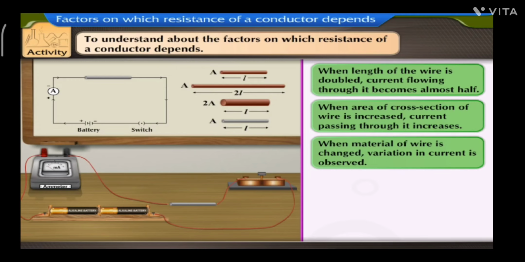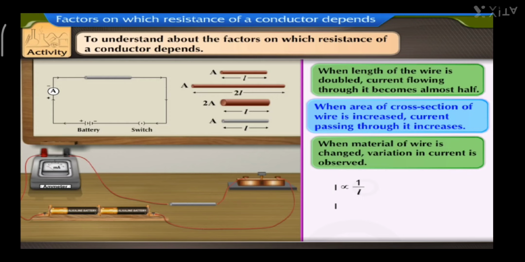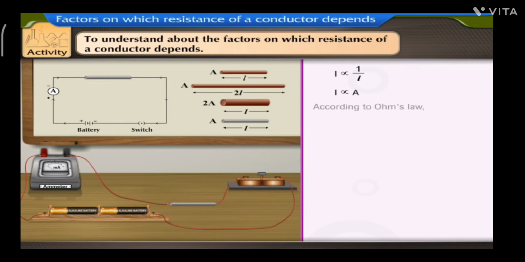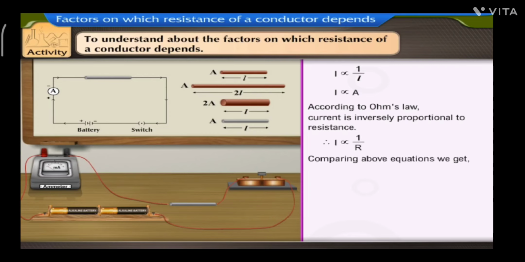From the activity, we can clearly say that current is inversely proportional to the length of the wire, that is, I is proportional to 1 upon L. Also, current is directly proportional to the area of cross-section of the wire, that is, I is proportional to A. But according to Ohm's law, current is inversely proportional to resistance, that is, I is proportional to 1 upon R. Comparing the above equations, we get R is proportional to L. Let us name it equation 1, and R is proportional to 1 upon A. Let us name it equation 2.